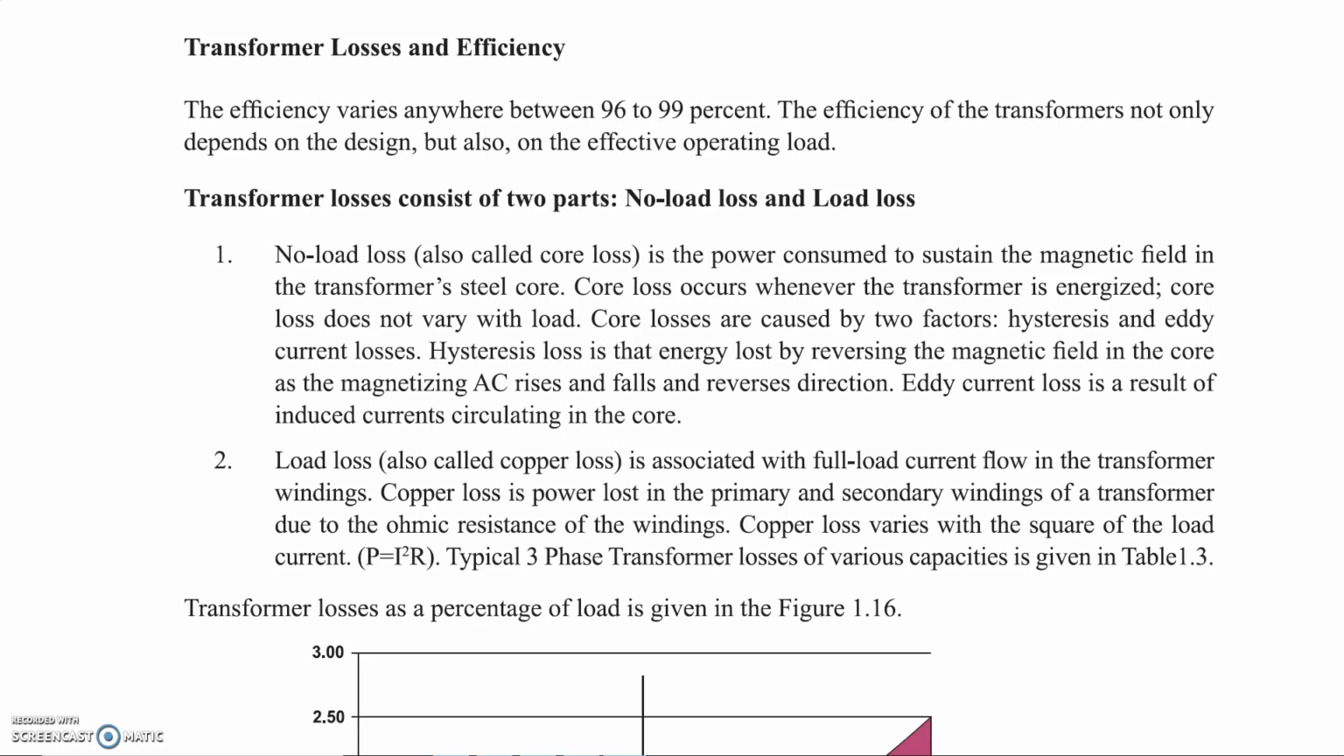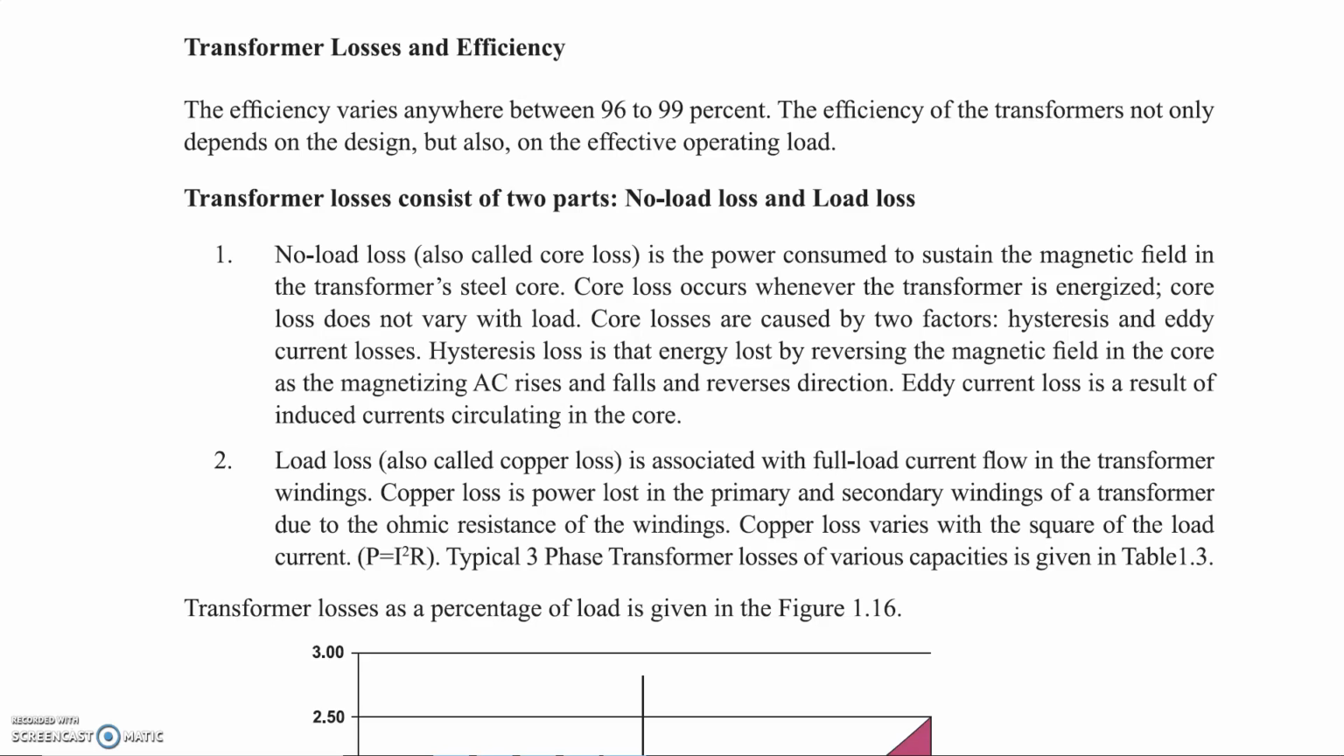However, the losses that occur in a transformer can be considered in two different parts. That means two different types. One part is called the no load loss, the other one is the load loss. The no load loss is also called the core loss. It is the power consumed to sustain the magnetic field in the transformer's core. Now a transformer has a core, and inside the transformer, even when you do not connect any load, there will be some circulation of current, because the magnetic field has to be continued from the primary coil to the secondary coil through the core. So that leads to losses.